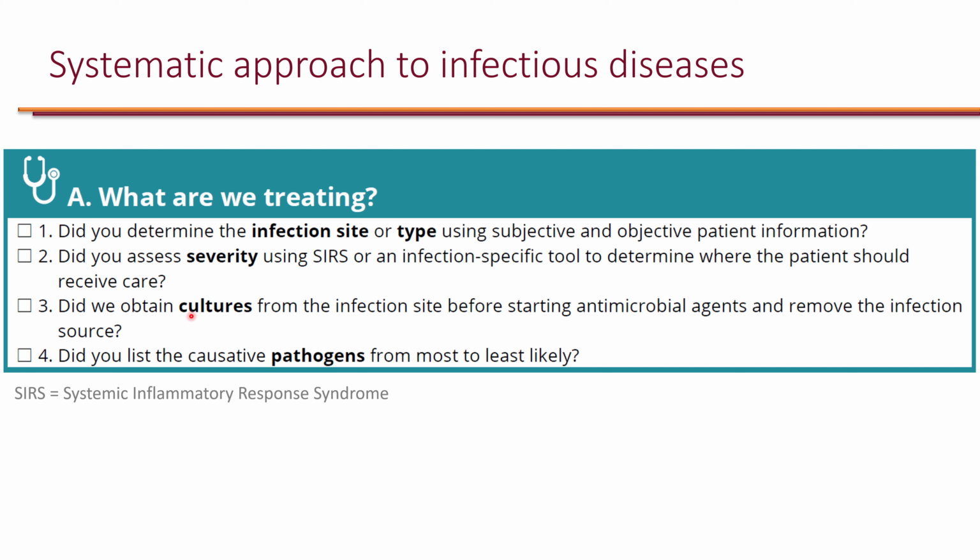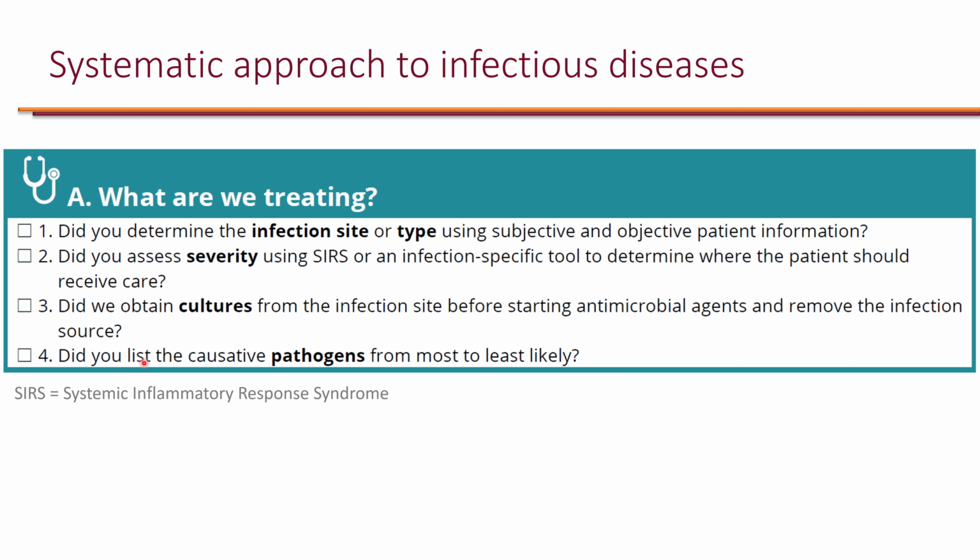And the reason you want to get cultures before giving antibiotics is because even a single dose of antimicrobial can pretty much eliminate organisms from the specimen, so it would be difficult for us to grow it in the culture. Even though a single dose may not necessarily treat the infection, it would reduce the inoculum in the specimen enough that it will be difficult to have a good yield out of the specimen.